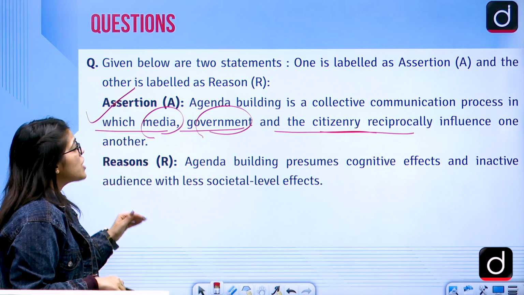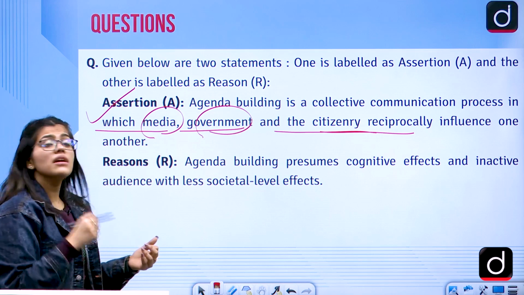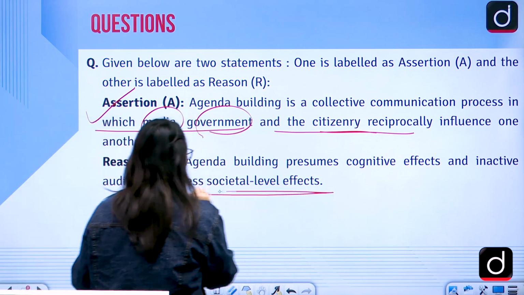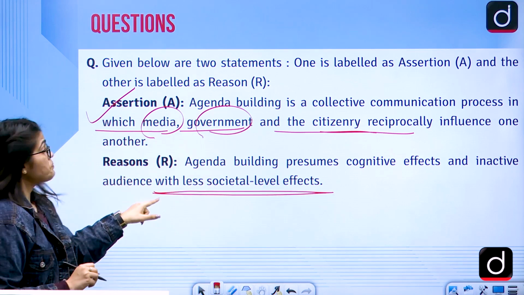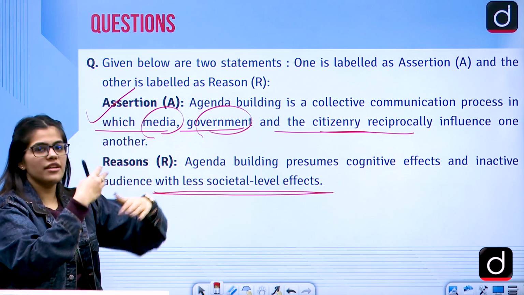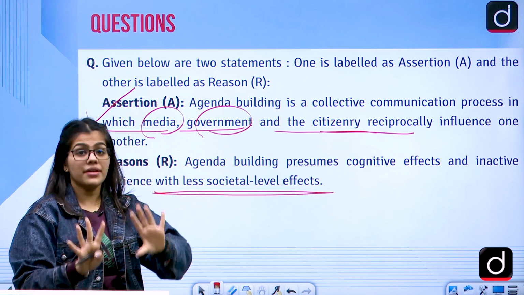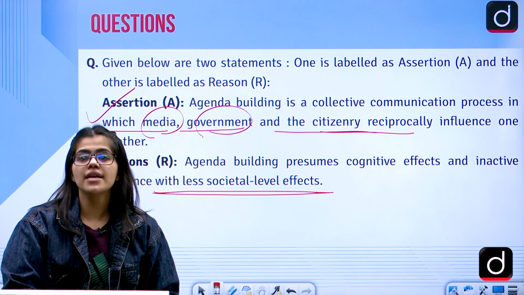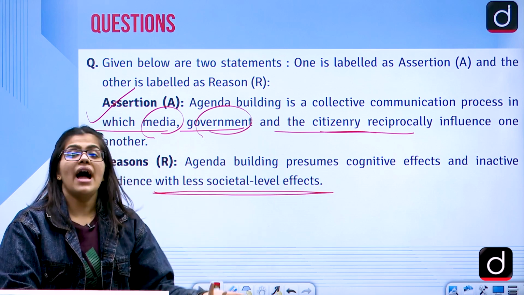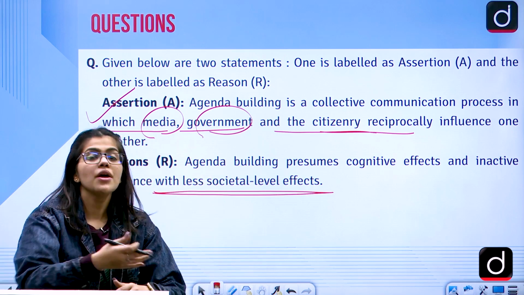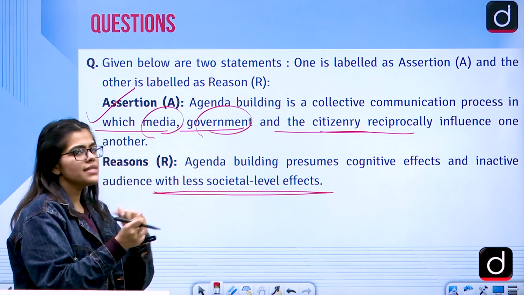The reason is: agenda building presumes cognitive effects and in effect audience with less societal level effects. So do you think this is correct? Read the statement again. The assertion said that this is a collective process. Yes, some interdependence is seen and we become passive, but media is only talking about those things that we are affected by. We all were stuck by COVID, so media was talking about COVID, and we were influenced by whatever media was saying. Media was influenced by whatever we were actually suffering at that time. That means there is interdependency.